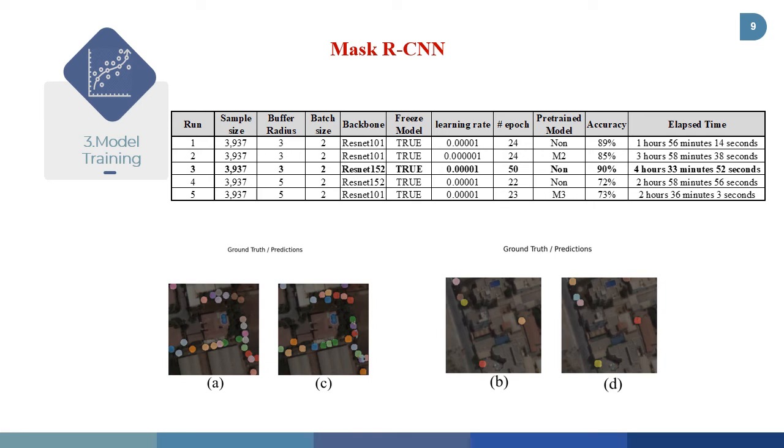So we fine-tuned a lot of parameters, as you can see, for 5 iterations in order to find the best accuracy, which is run number 3, and the accuracy is around 90%. Once we achieved this accuracy, we were satisfied, and it takes around 4 hours and 33 minutes to train the model.